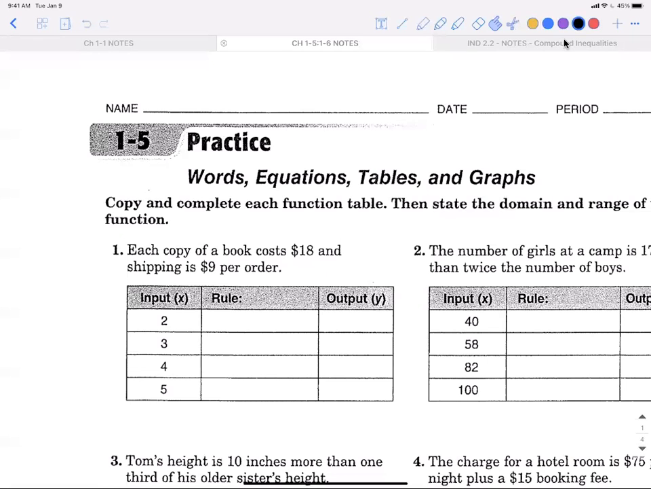All right, so chapter 1-5, and this is words, equations, tables, and graphs. I was going to try to do 1-5 and 1-6 today, but first hour ran a little late, and so I decided to go ahead and break it up into 2 days. So when I pass out your homework, you'll have 1-5 on the front and 1-6 on the back. Just save it and we'll do 1-6 tomorrow, okay?